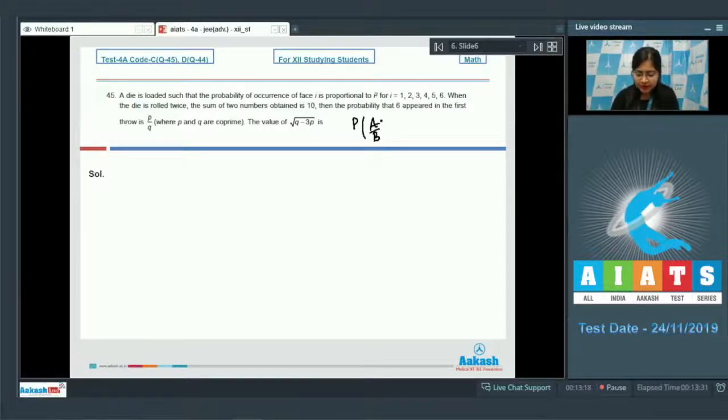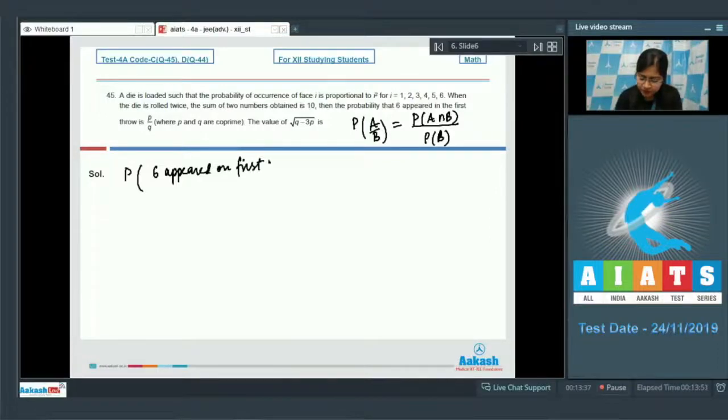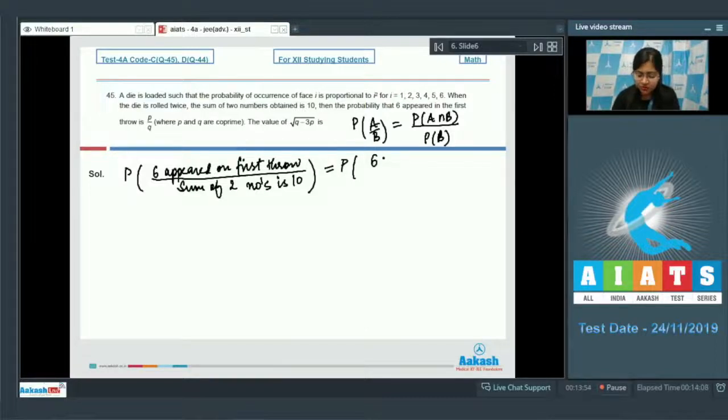We know the probability of A when B has already occurred is equal to probability of A intersection B divided by probability of B. Now here what we have to find is the probability that 6 appeared on first throw when it has been given to us that sum of two numbers obtained is 10. So this is equal to probability of this intersection this, that is 6 appeared on first throw.